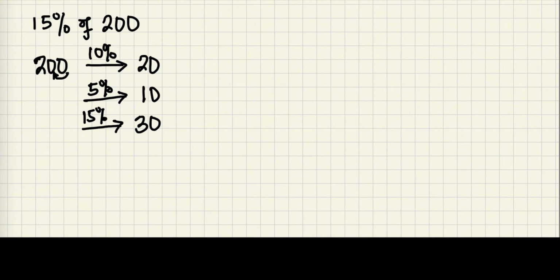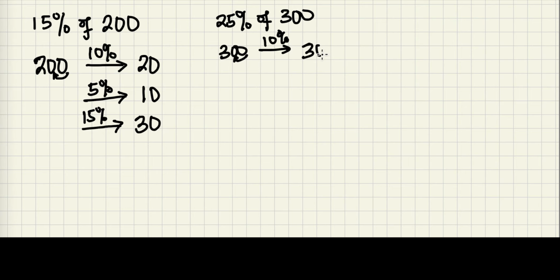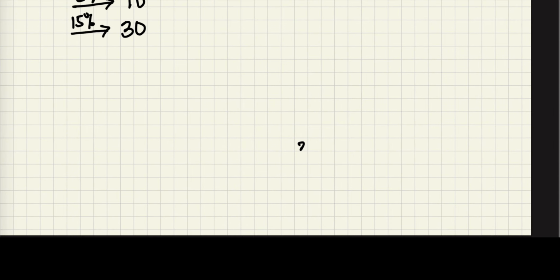Let's try another one. Let's say we have 25% of 300. So I can start with this. Let's look at it from this perspective. Let's look at 300 now. What is 10% of 300? That means I'm leaving the zero and moving the decimal point, so 10% is 30, right? So since 10% is 30, what would 20% be?